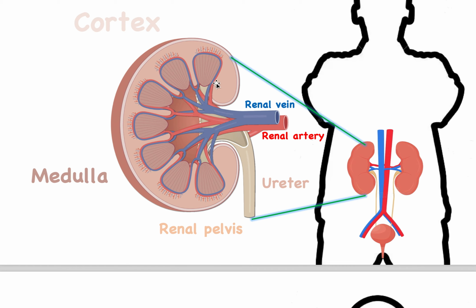Now, what is this outer part of the kidney called? This outer part is the cortex. The most outer layer, the cortex, then these little segments here are called the medulla, and the other names I already mentioned. So these are the main structures you need to know about the kidney.